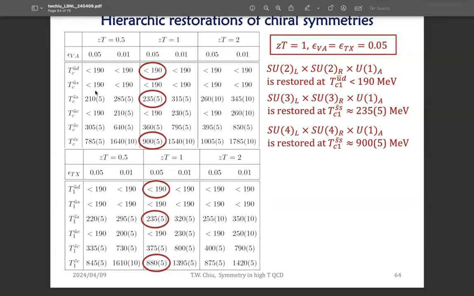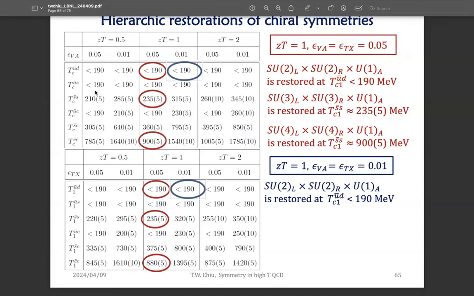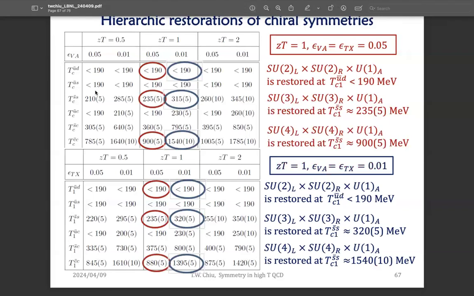Now if I change the epsilon to a higher position, then I get the temperature higher. Here is SU2 × SU2 × U1, SU3 × SU3 × U1, and SU4 × SU4 × U1. You can see this is the temperature. Is the U1 visualization more or less the same as SUN? You can see this is more or less the same.